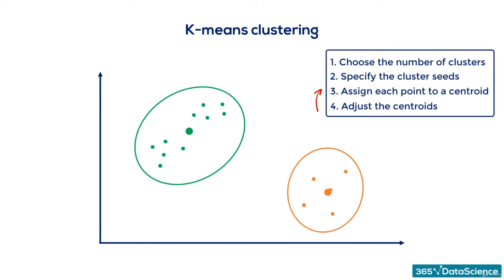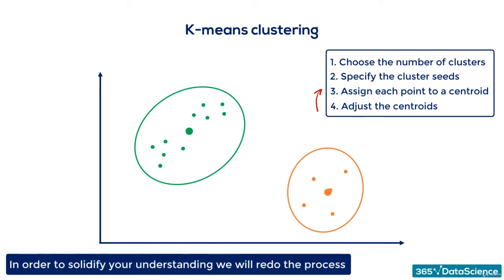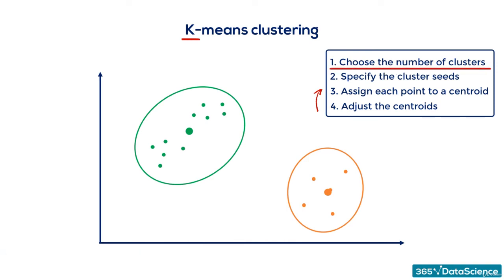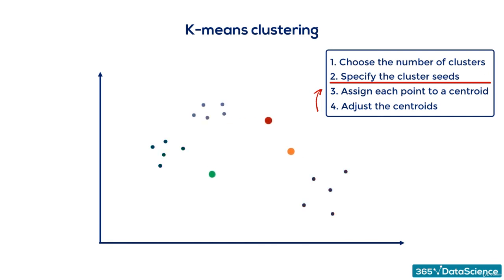In order to solidify your understanding, we will redo the process. In the beginning, we said that with k-means clustering, we must specify the number of clusters prior to clustering, right? What if we want to obtain 3 clusters? The first step involves selecting the seeds. Let's have another seed. We'll use red for this one. Next, we must associate each of the points with the closest seed. Finally, we calculate the centroids of the colored points.